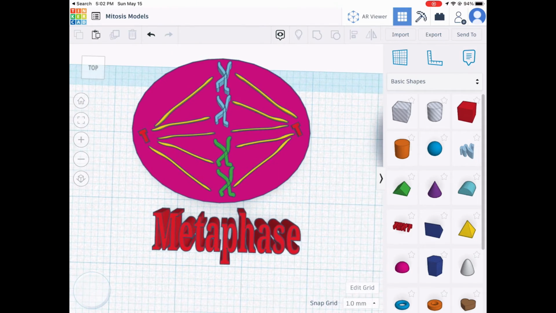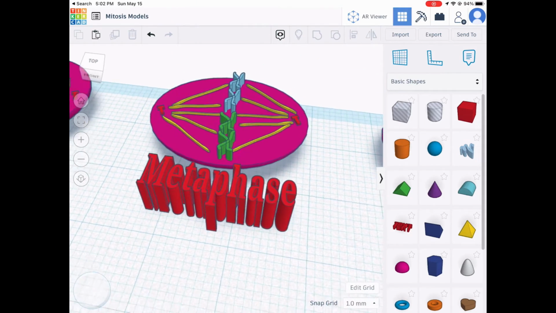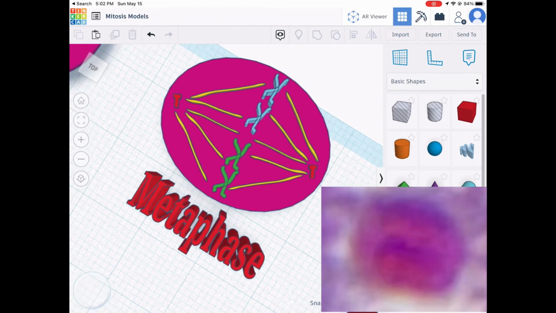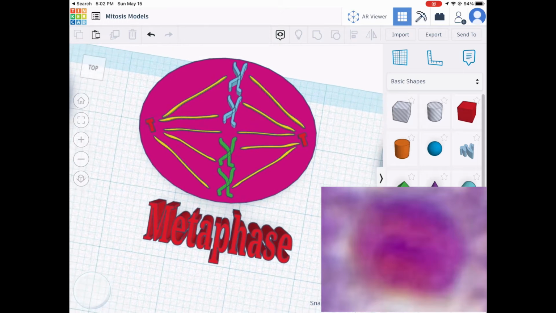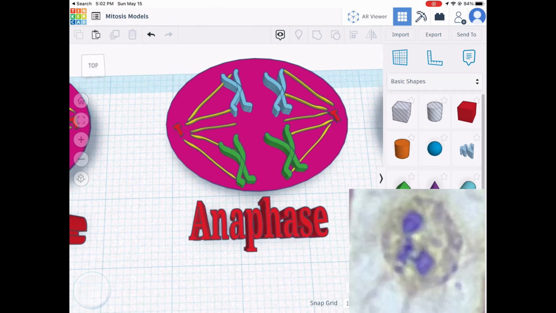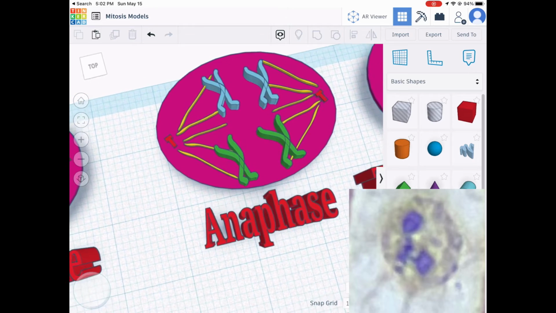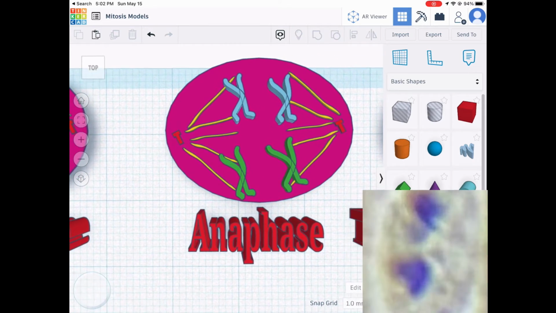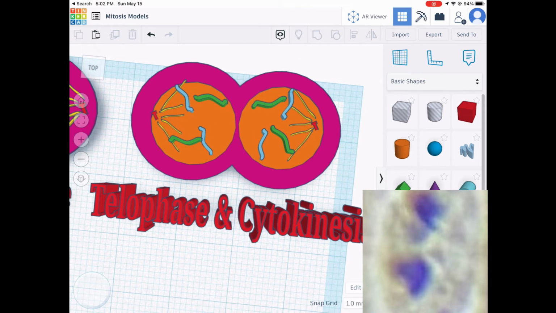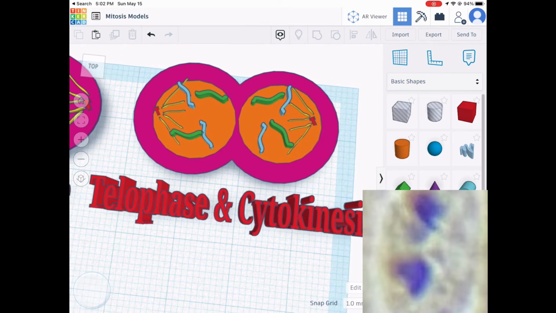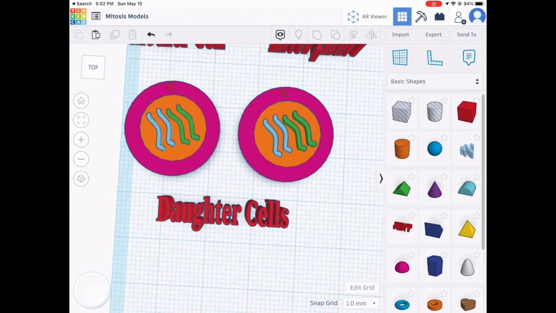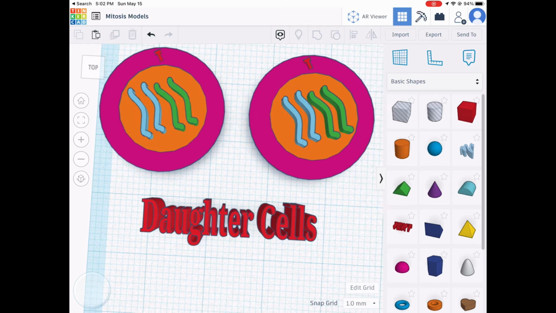In the next phase, metaphase, the chromatin produces the mitotic spindle. These spindle fibers align the chromosome pairs along the center of the cell. In anaphase, the 2 chromosome pairs are pulled to each side of the cell. In telophase and cytokinesis, the nuclear membrane forms around each chromosome pair, the chromosomes unpair, and the single cell splits into 2, resulting in the final product of mitosis, daughter cells.